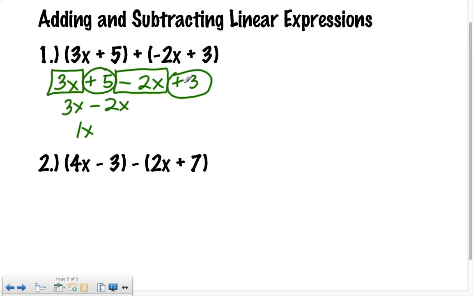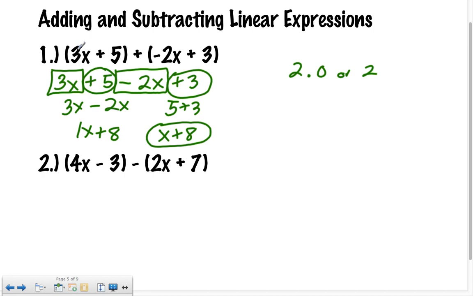So we have 5 plus 3. Well, I know 5 plus 3 is 8, so it's a positive 8. Instead of writing 1x plus 8, we're going to take out that 1 and just write x plus 8. It's the same idea as writing 2.0 or 2. So this is the simplest form of combining these like terms. You cannot combine x with 8 because 8 does not have an x.